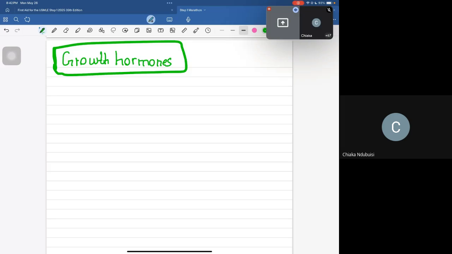So the second hormone that we have now is known as the growth hormone, right? Growth hormone is secreted by the anterior pituitary gland. This hormone is also known as somatotropin. Now, what does growth hormone do? Growth hormone is going to increase the growth in your body and it's going to increase the muscle mass.